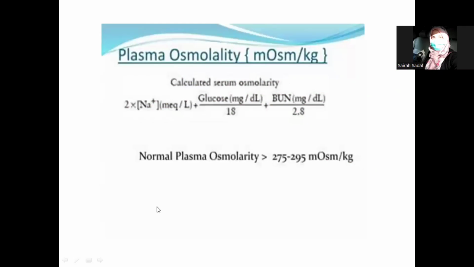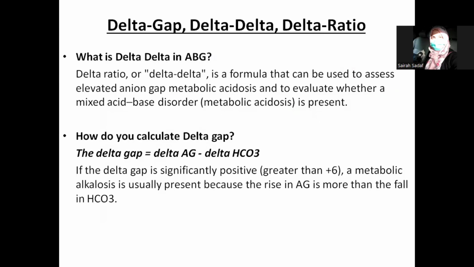Plasma osmolarity, the formula has been given again. The normal plasma osmolarity range is between 275 to 295. About the delta gap, I will elaborate on it tomorrow.